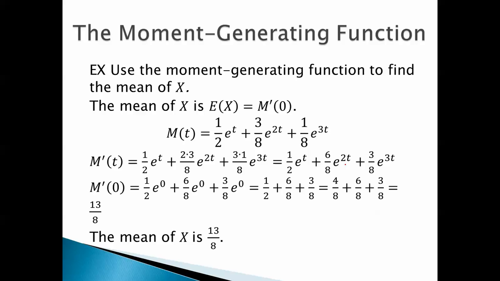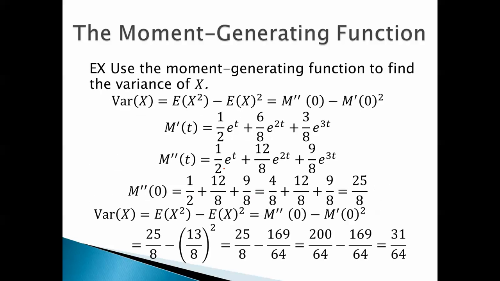So that works out to be half e to the t plus 6/8 e to the 2t plus 3/8 e to the 3t. When we plug in 0, all of the e to the zeros over here are just 1. And so we end up with half plus 6/8 plus 3/8. And when you find the least common denominator, you end up with 13/8. So the mean of x is 13/8.